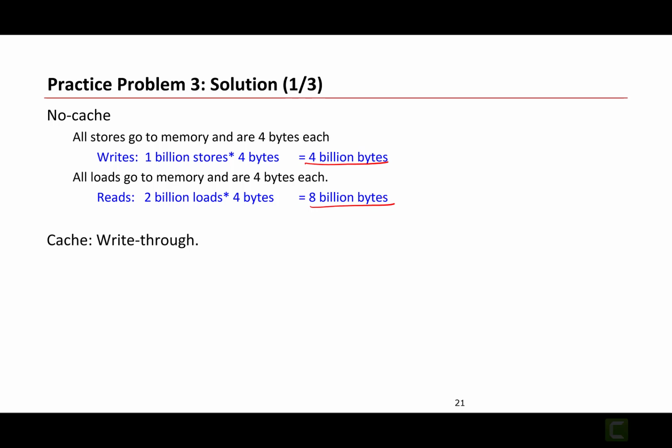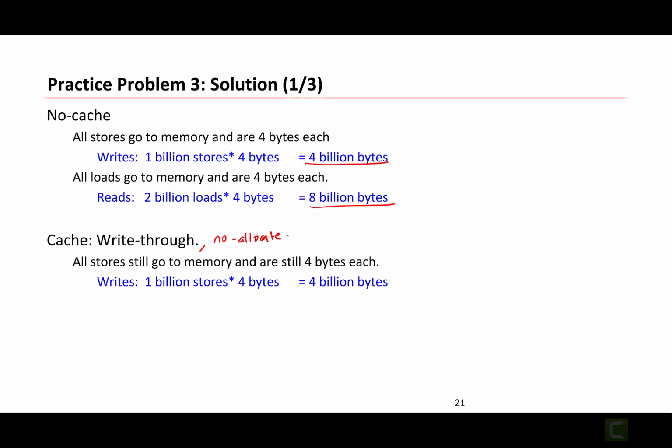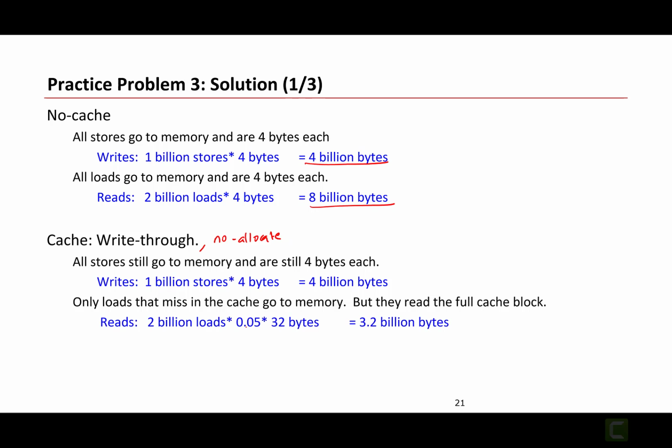Now let's assume a cache which is write through, and we are also given that it has a no allocate policy. So for this cache, all the stores still go to the main memory and are still 4 bytes each. So the amount of data that you need to write is the same as in the case of the no cache design, which is 4 billion bytes. But you're going to significantly reduce the amount of data that you may need to bring in for reads, because only for the reads that miss the cache do you need to bring in the whole cache block worth of data.